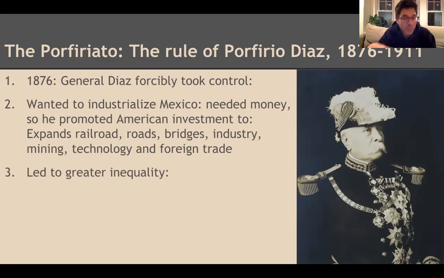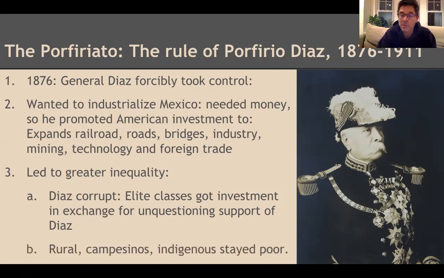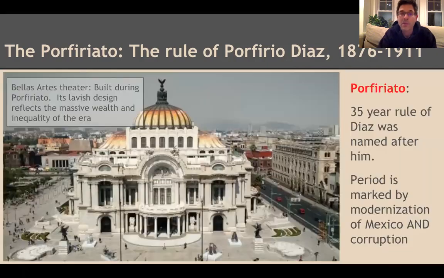We'll see at this time the building of wealth, which is good in general, except that it was restricted to a very small share of people. And we see a pronounced growth of inequality. Díaz is corrupt. He's going to essentially deliver the profits of this new investment to his cronies, who in exchange for wealth and land, just promise to continue to vote for him and keep him in power. So it's a time of corruption. It's a time of great inequality where the indigenous or Indian population, campesinos, stay poor.